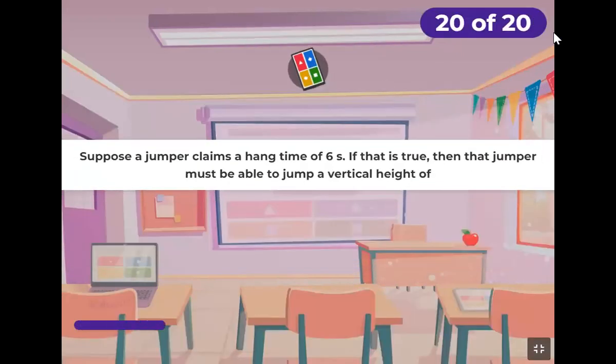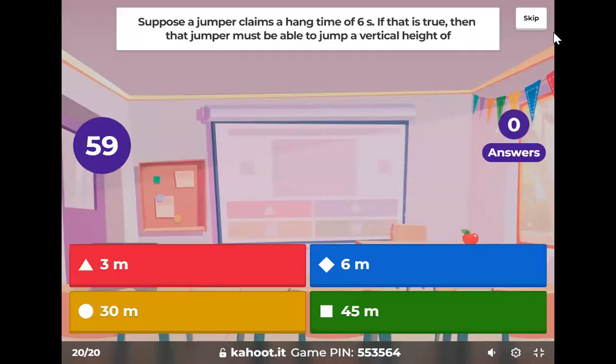Oh, last question. A jumper claims a hang time of 6 seconds, which is kind of ridiculous. If that's true, you could jump a height of what? Some little kid says, I can jump in the air and I'm in the air for 6 seconds. Yeah, right, kid. Because if that were true, you're also telling me you could jump a maximum height of what? Also, none of those are answers like that, right?